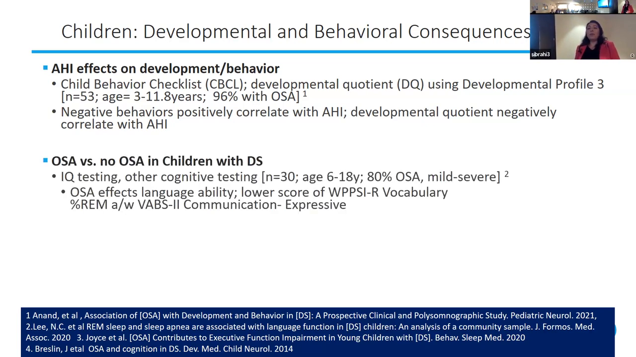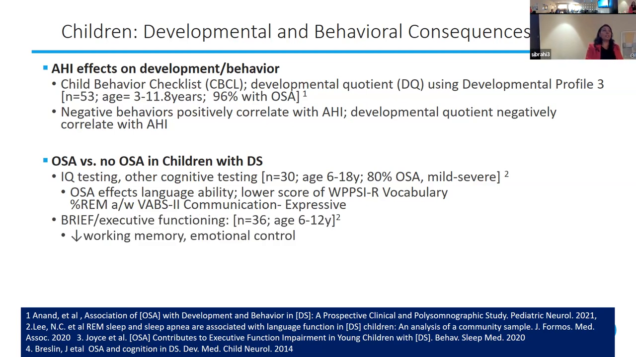What about if you look at all children with Down syndrome, with sleep apnea and without sleep apnea? There's a myriad of studies, the first one being IQ testing and cognitive testing. A lot of these children had obstructive sleep apnea, that's not a surprise. And it turns out that obstructive sleep apnea affects language ability, particularly communication and expressive language. If you've ever taken care of either children or adults with Down syndrome, you will know about this and you'll see it firsthand. They're quieter before apnea treatment. They don't speak as much, they're a little more anxious. And once you treat their apnea, they're more talkative, their personality blossoms. Parents will tell you this, and it's interesting to see that the data supports that as well.